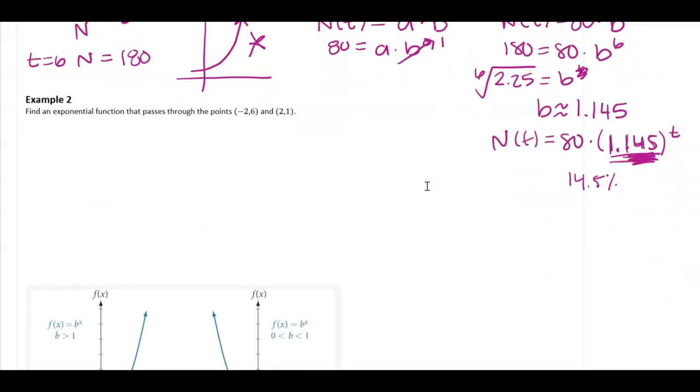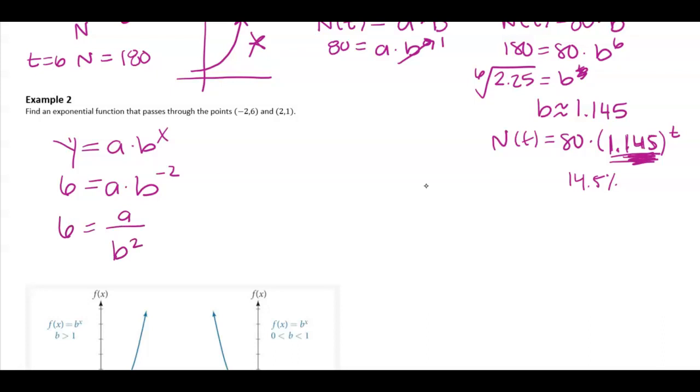All right, what if I have these 2 points here? So if I know that y is equal to a times b to the x, and I know that 6 equals a times b to the negative 2, or 6 equals a over b squared, and I know that 2 equals a times b to the power of 1. Maybe I solve this for a by saying like 2 over b equals a.